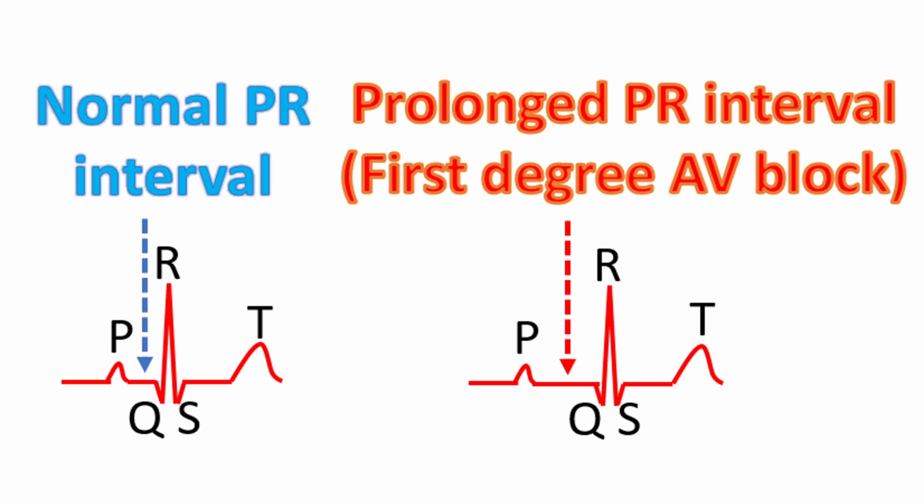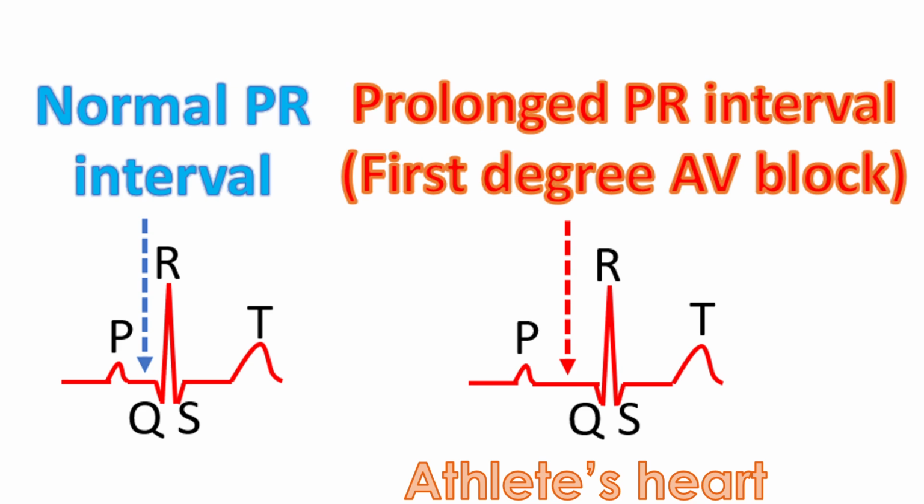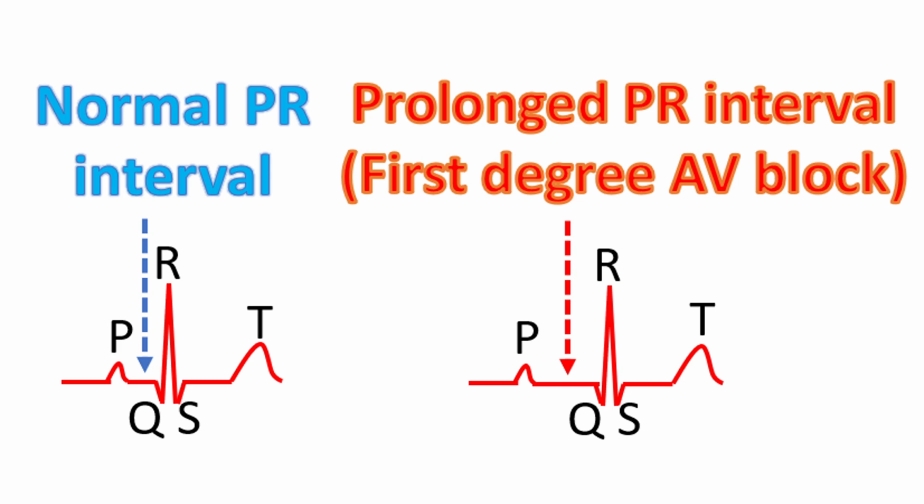First degree AV block can occur in healthy athletes due to the enhanced activity of the vagus nerve arising from the lower part of the brain. But this does not produce any functional abnormality. First degree AV block can sometimes be a manifestation of diseases like rheumatic fever, a disease which affects predominantly the joints and the walls of the heart.